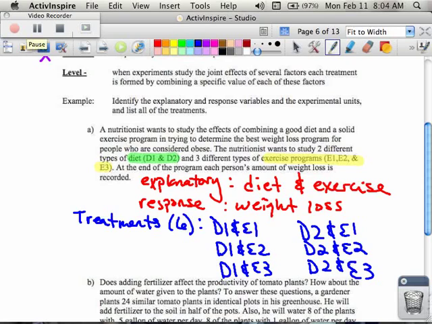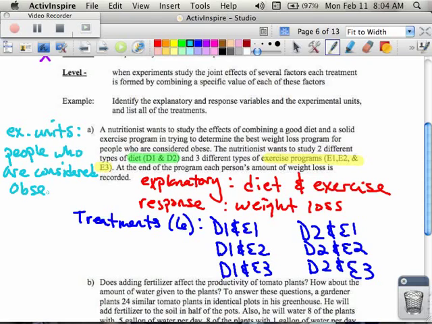So in part A, which I didn't do, the experimental units are the people who are considered obese. Did I spell that right? I don't know. And specifically, we'd probably call them subjects because they're human beings.